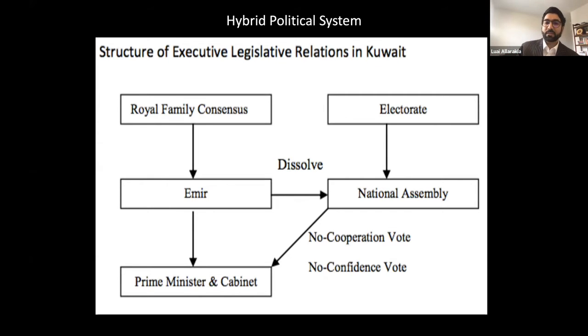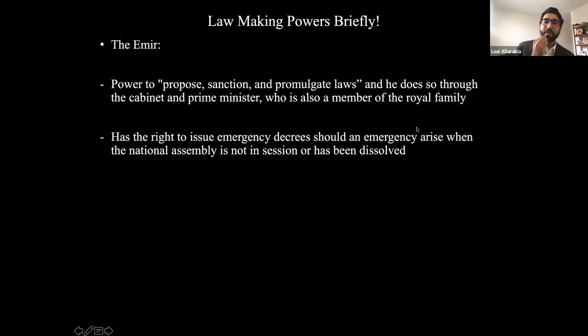So they freely elect the National Assembly, which has a right to put forth interpellations which can lead to no cooperation with the prime minister or no confidence on any of the ministers. And the emir in turn can respond by a host of measures, the most extreme of which is dissolving the National Assembly. Now, what about lawmaking powers?